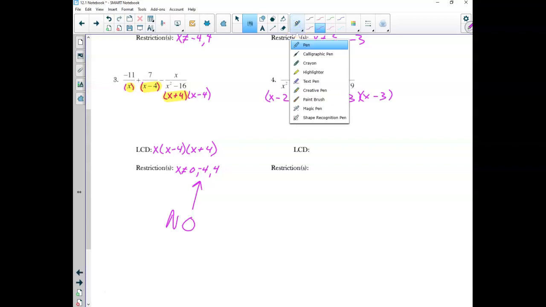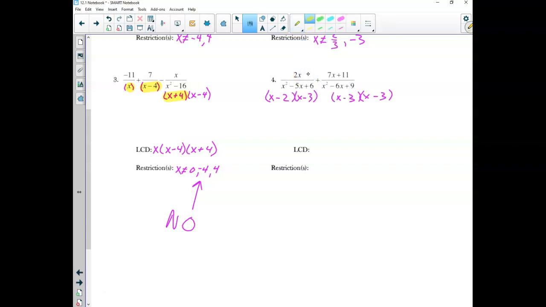So when I'm checking out my least common denominator, notice this one has 2 x minus 3's. This one has 1, and everybody needs 2 x minus 3's and 1 x minus 2. So my least common denominator, I could say, is x minus 2 times x minus 3 quantity squared. So my restrictions are x can never equal 2 or 3. Those are my restrictions. Okay?